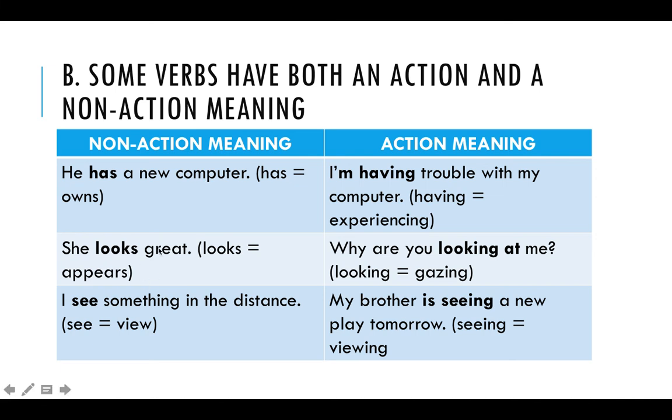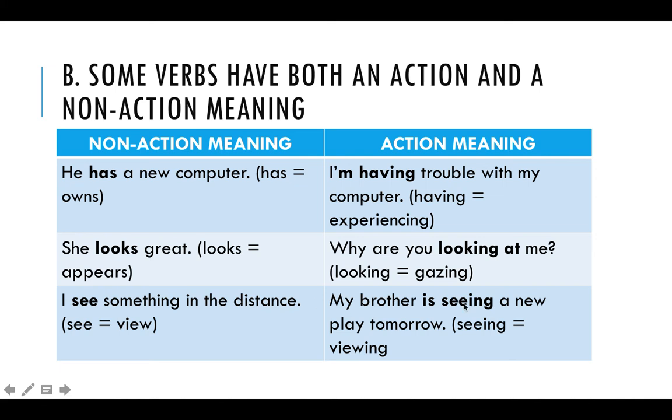She looks great describes the way she looks. Why are you looking at me? Here, this is actually a phrasal verb, looking at someone, and it has an action meaning. And it can be used in the progressive. You see, I would not say she is looking great or he is having a new computer, but I can say I'm having trouble with my computer or why are you looking at me?